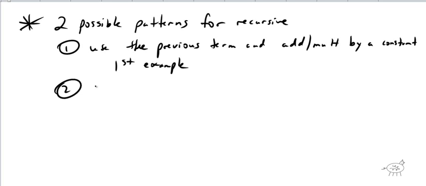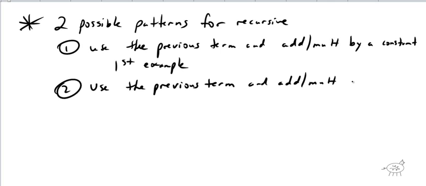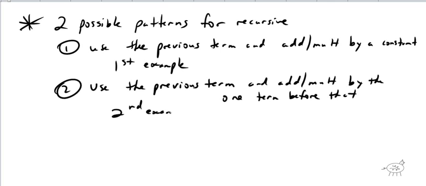The second is use the previous term and add or multiply by the one term before that. And this is just like my second example. So we're using a sub n minus 1 and a sub n minus 2. We're using actually two terms, as opposed to the first one, where we're using one term and you're just multiplying or adding a constant.